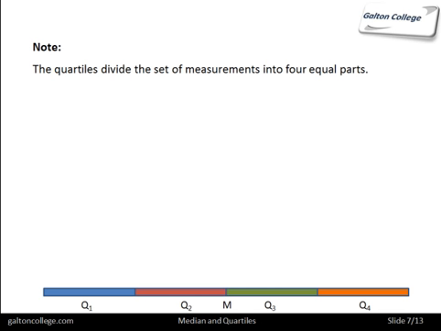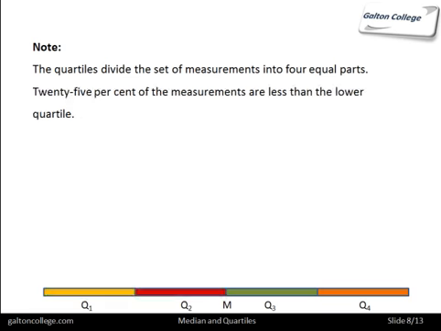Here's a pictorial representation of this. The quartiles divide the set of measurements into 4 equal parts. So we have, on this scale here, the first quartile, the second quartile, the median in the middle, the third quartile, and the fourth quartile. Now 25% of the measures are less than the first quartile. So that's the first quartile. 25% are less than that. So if you like, 75% here are above it.